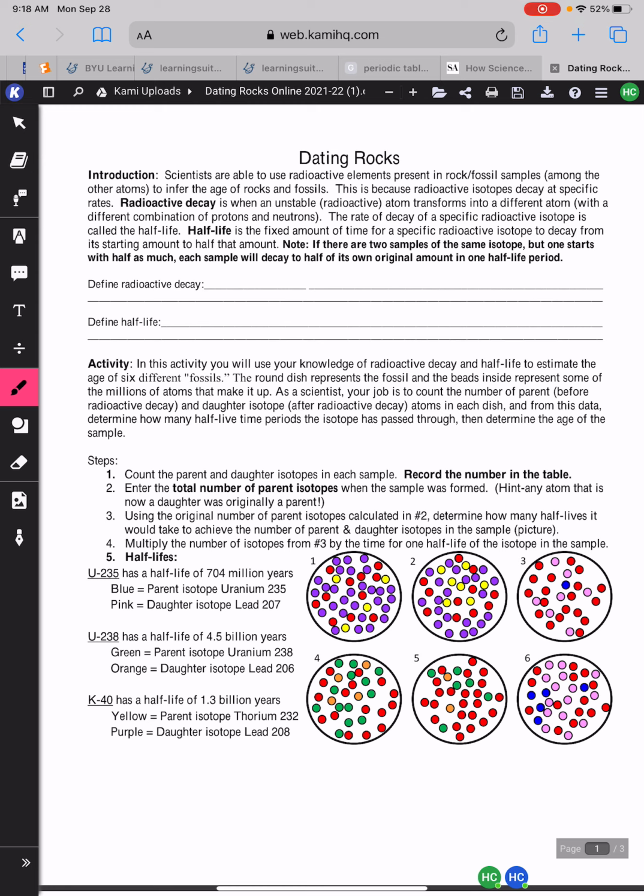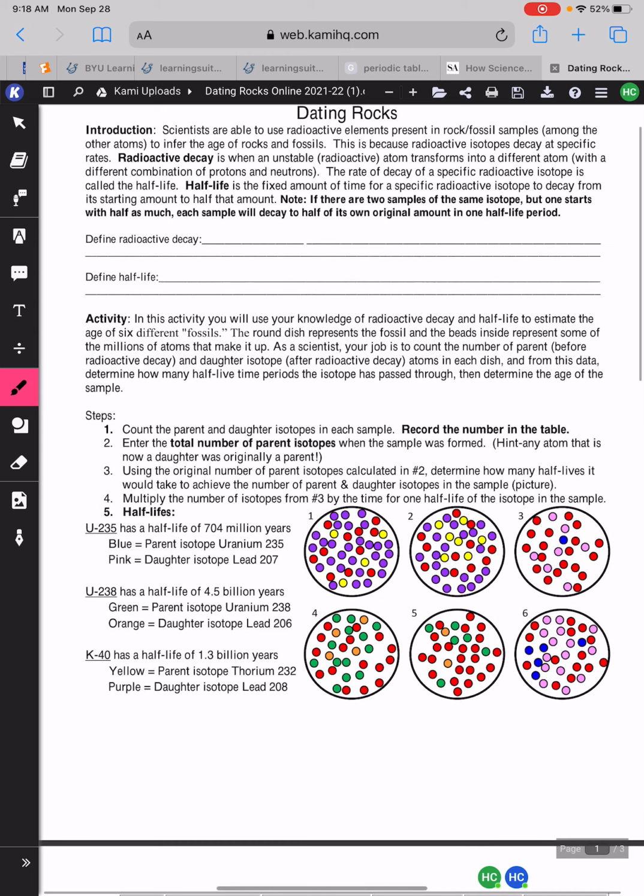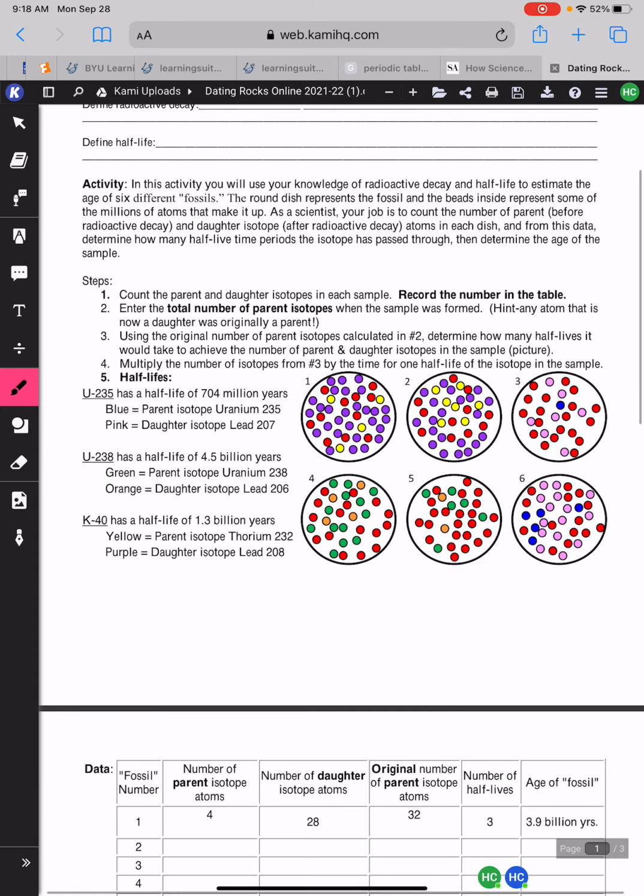It's a pretty cool thing. If you want to learn more about how to figure out ages of fossils and rocks, and how radioactive decay and half-life work with that, you're welcome to Google more things. We probably would have read different articles in class, but I don't want to overload you with too much work online right now. So we're just going to do this quick activity to see how well you understand this topic. Read the introduction by yourself, define radioactive decay and half-life, and then move on to this activity.